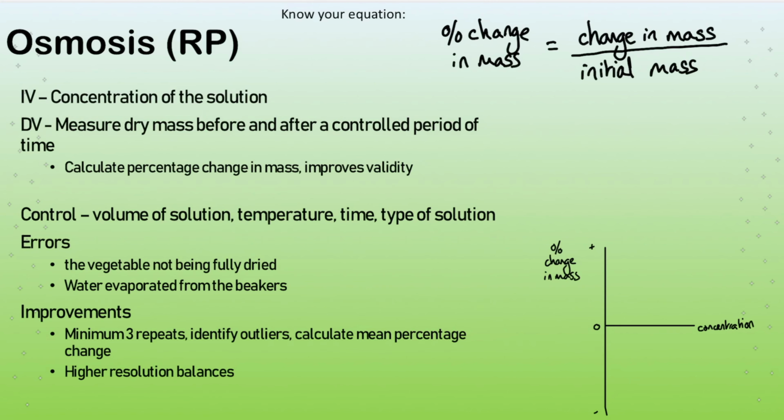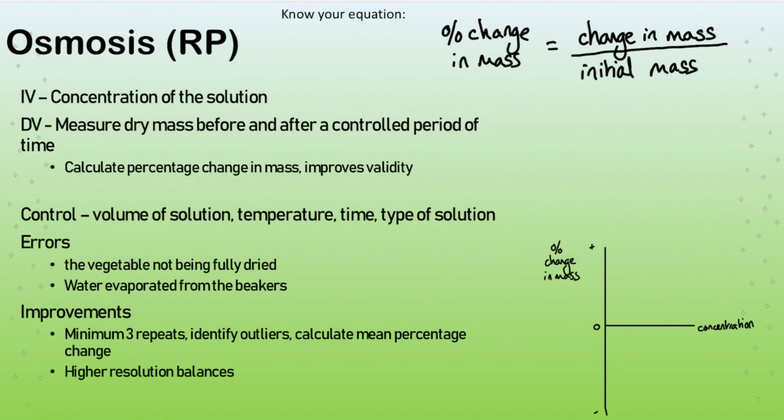So what we tend to do is we measure the mass of the potato or the beetroot or carrot, whatever it is, before putting it in the solution, and then after a controlled period of time, and we calculate the percentage change in mass of that material to look at improving its validity, because you could look at measuring just its mass before and its mass afterwards and looking at the change, but it's likely that all the materials that you started with won't be the same mass.